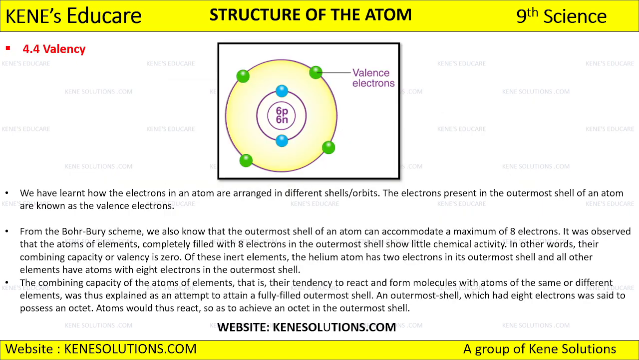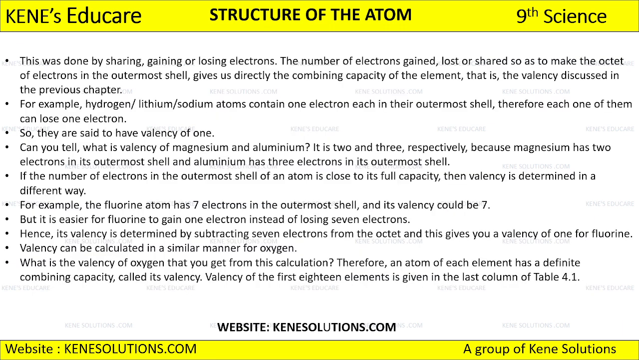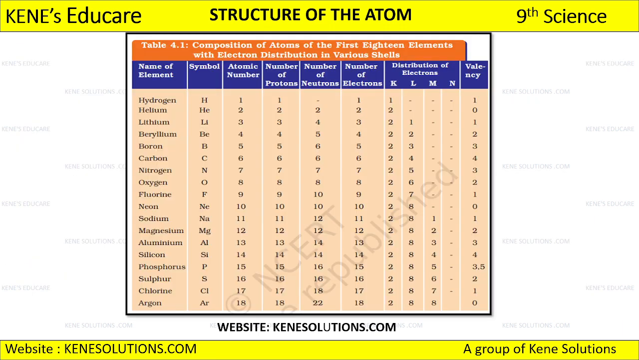Now, after this, we are just left with valency, what exactly the valency of an element is. We'll be discussing valency in detail, and the valency of the first 18 elements has been given along with the symbol, atomic number, number of protons, number of neutrons, number of electrons, and how they have been distributed in the different shells. Like we just discussed today, there are four different shells.